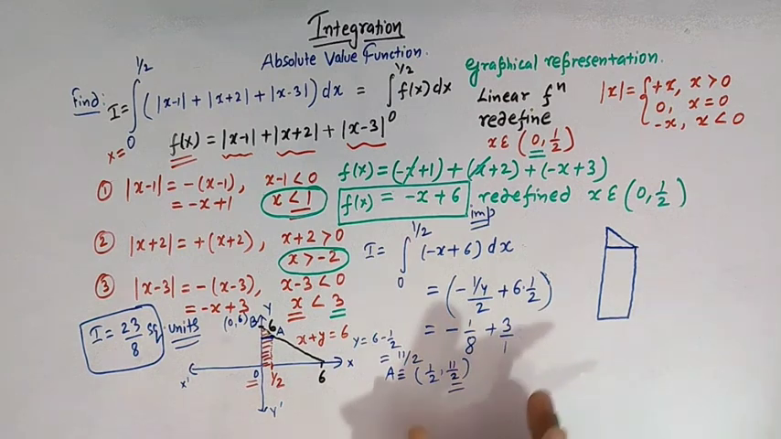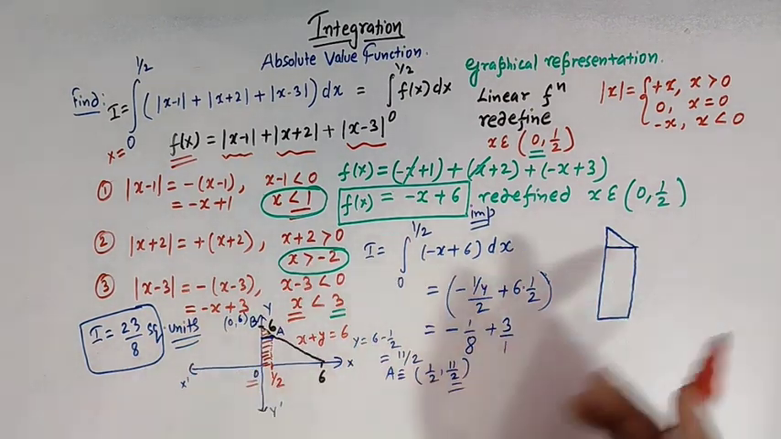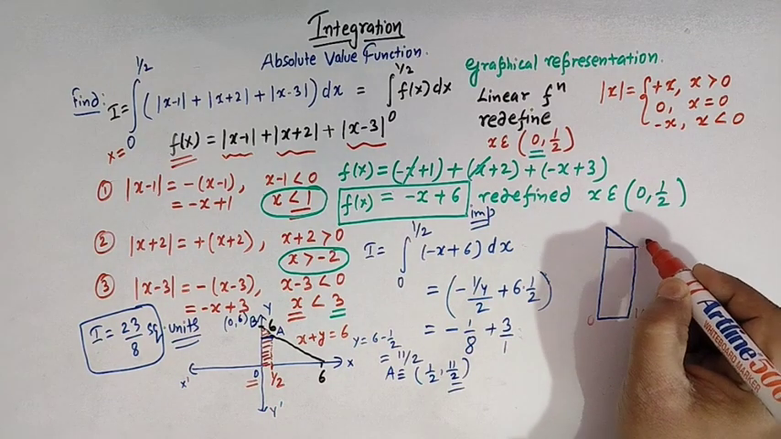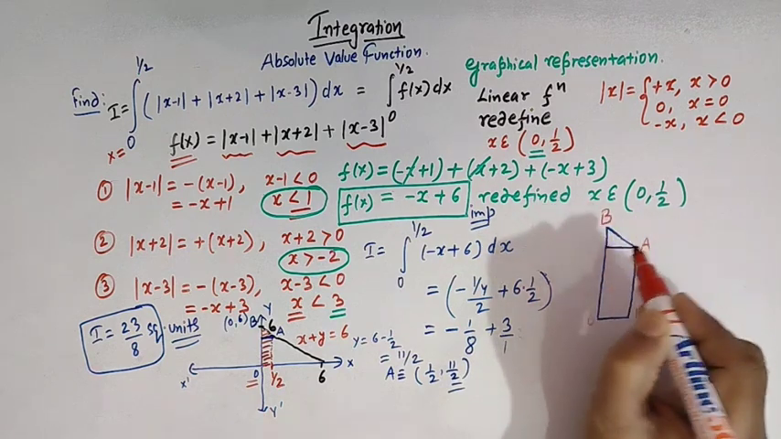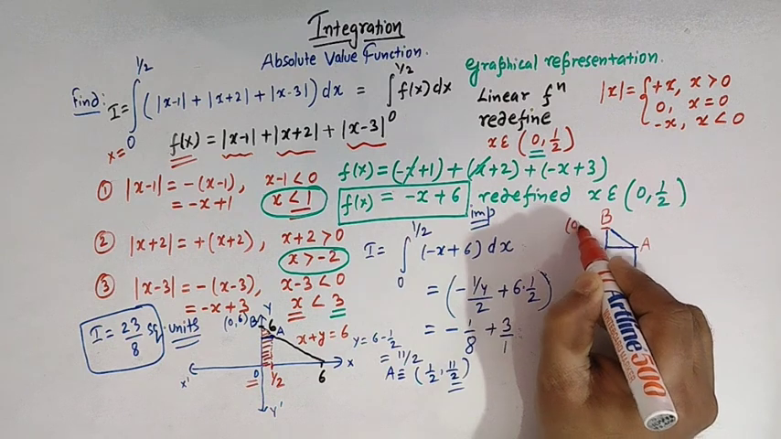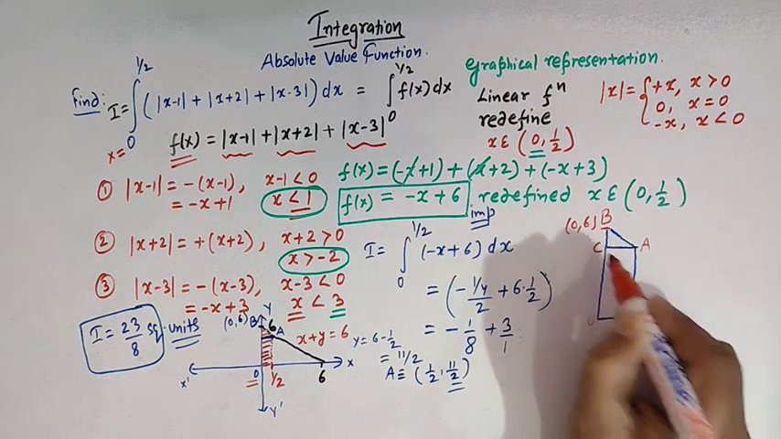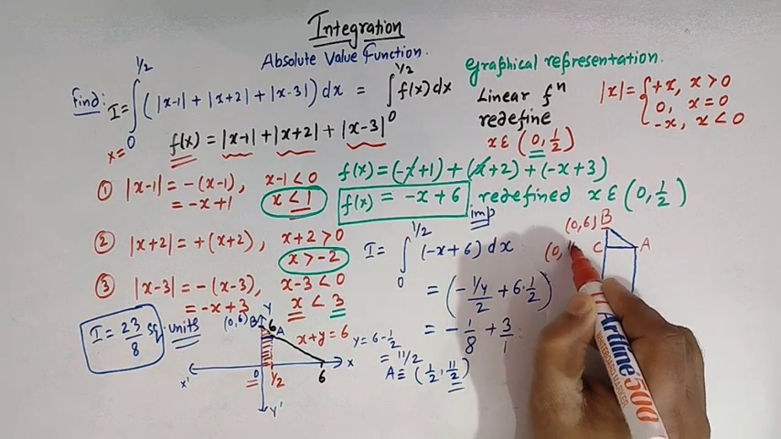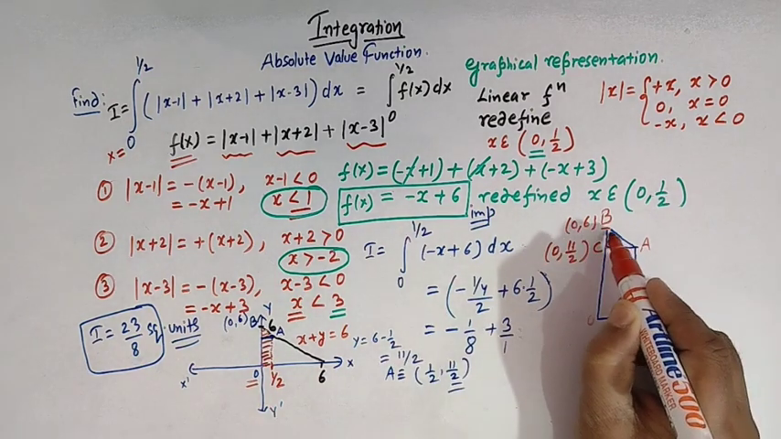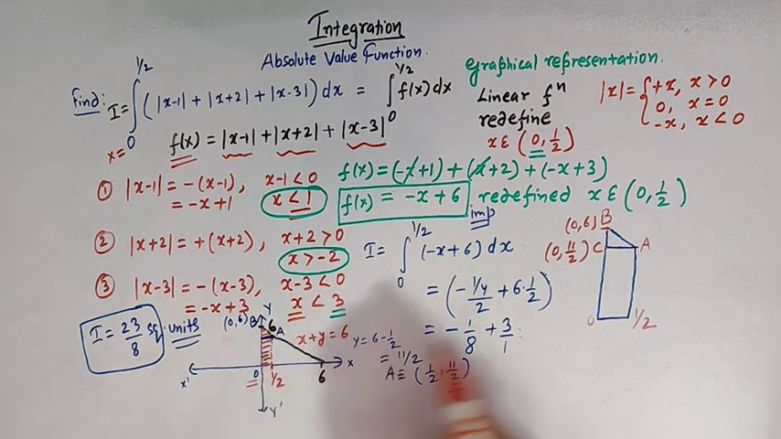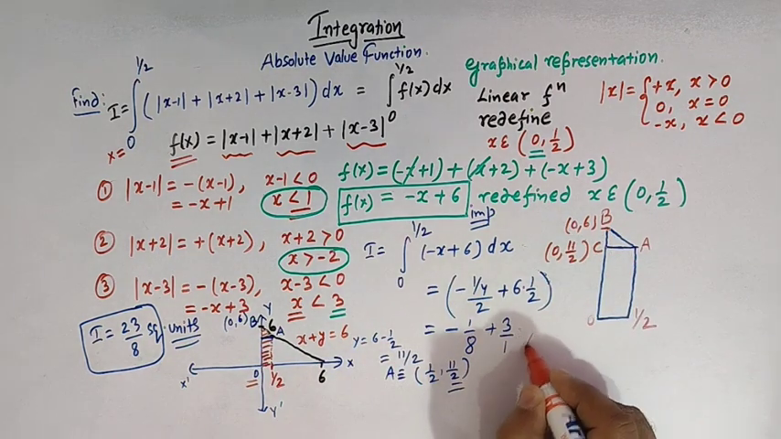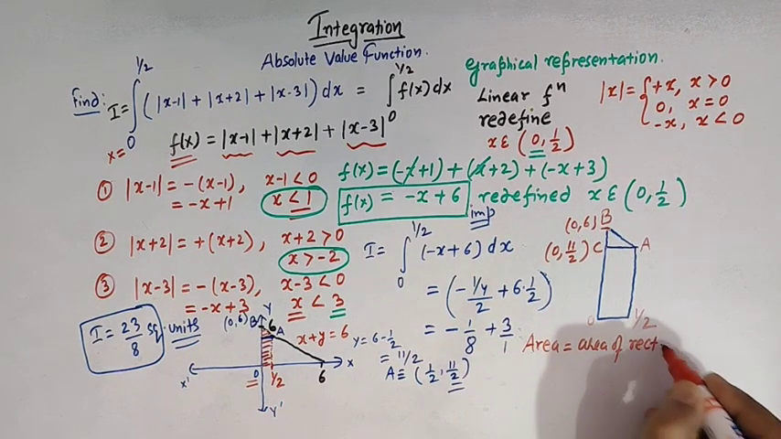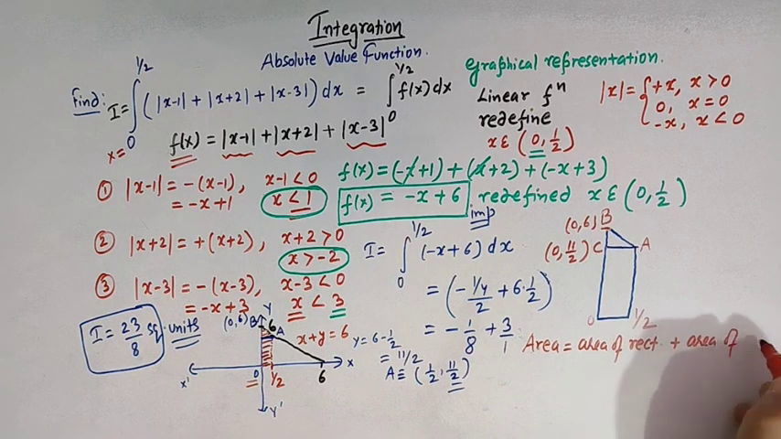So now for the sake of convenience, we can redraw this shaded region here. So here we have 0, here we have half, right? And see, here we have the point A, here we have the point B, and this point is 0 comma 6, and here we can take this point as C, and the coordinates of this point C are 0 comma 11 over 2, right? So our shaded region is the sum of these two areas, right? So the total area is equal to the area of the rectangle plus the area of the triangle, right?